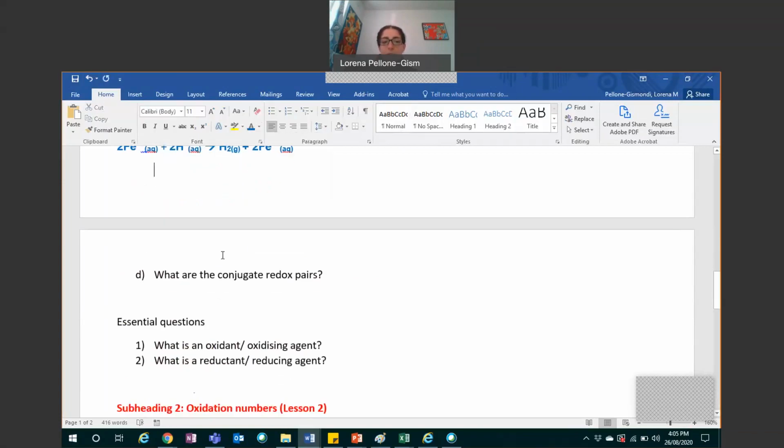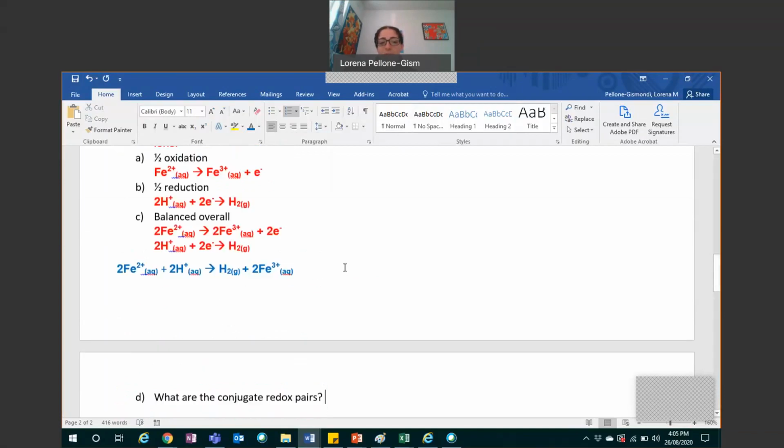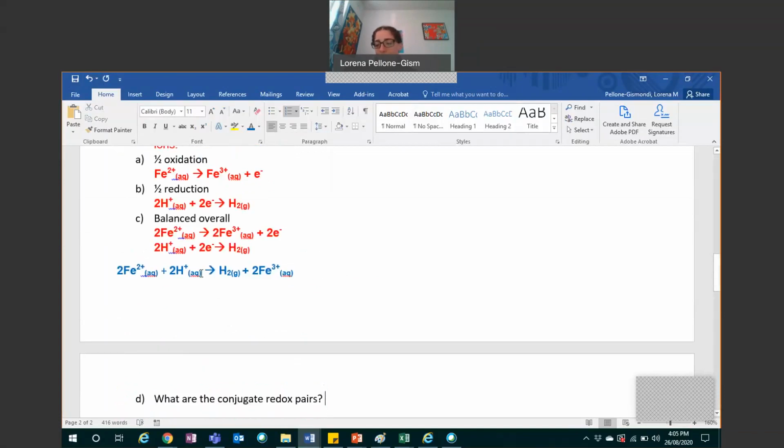Okay, and what are the conjugate redox pairs? So here is another important key terminology. What are the conjugate redox pairs? Well, the conjugate acid-base pairs differed by the H+. So the conjugate redox pairs actually just differ by electrons.